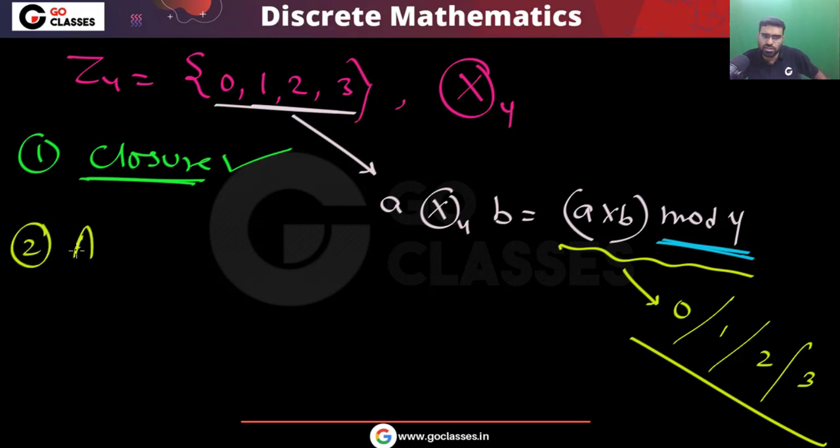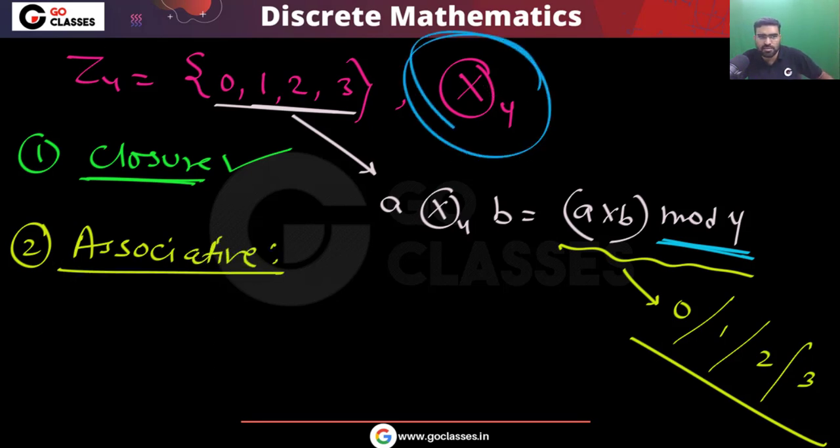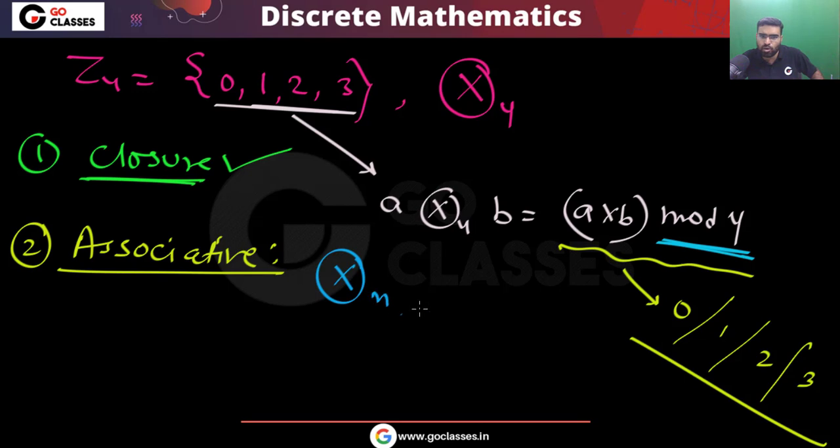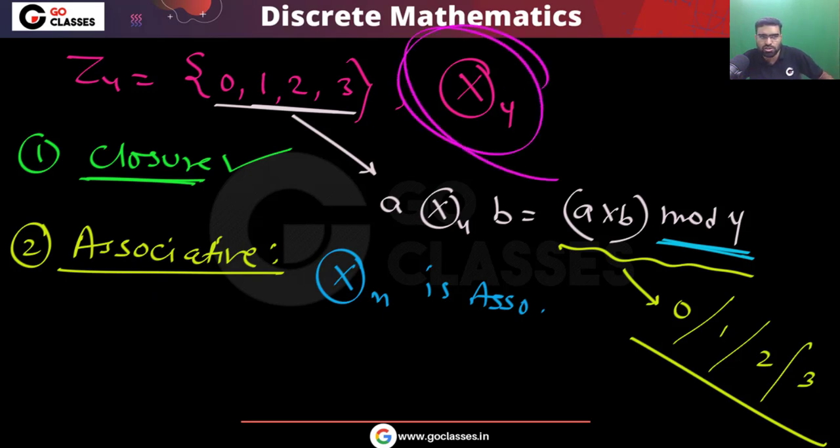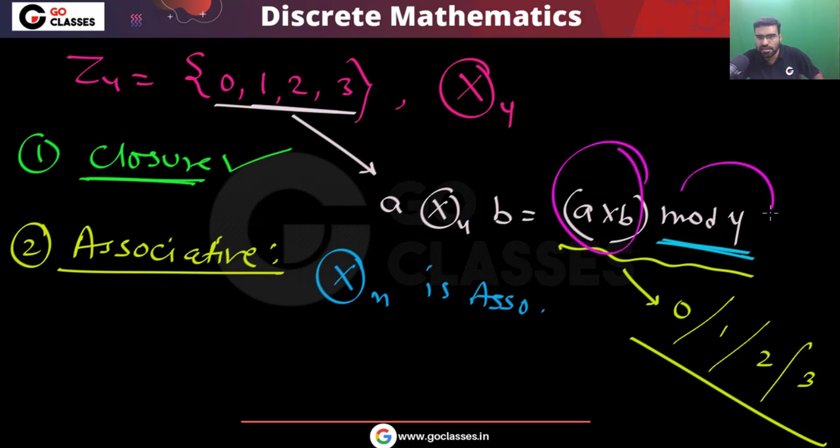What about the associative property? The associative property is also satisfied because this is very similar to multiplication. You can easily see that multiplication mod n is associative. You know that multiplication is associative, and this operation is also associative because you just do the multiplication, then you find the remainder. So very simple, this is also associative.